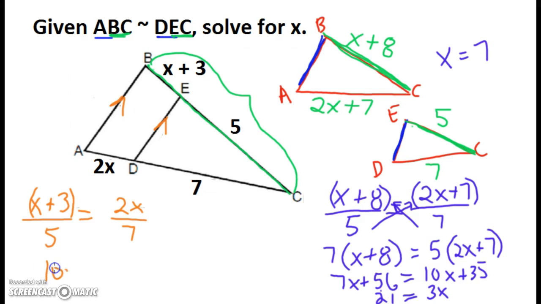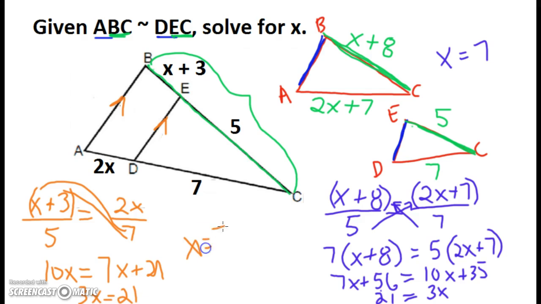5 times 2x is 10x, and 7 times this whole quantity, I'm going to distribute the whole thing, I get 7x plus 21. And then you subtract 7x, you get 3x equals 21 again, and then you divide by 3, and you still get x equals 7. So the cool thing is that there's lots of different ways to do these problems.